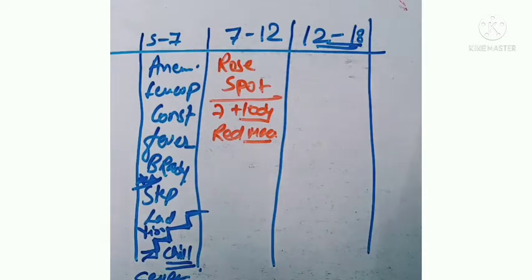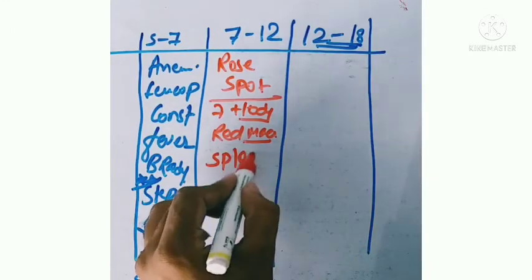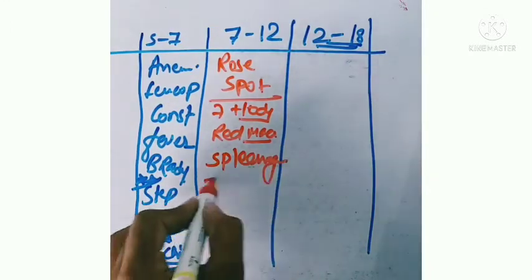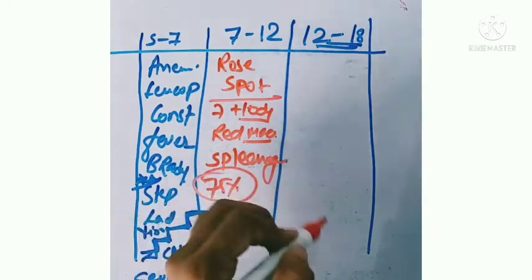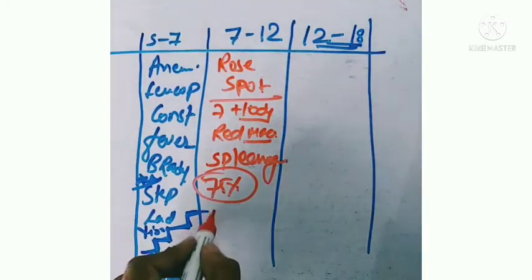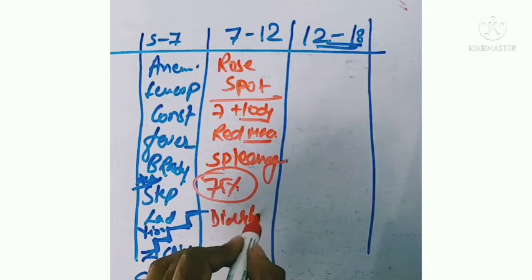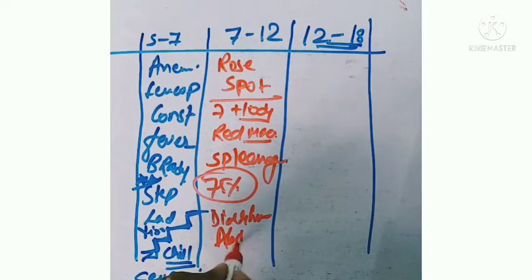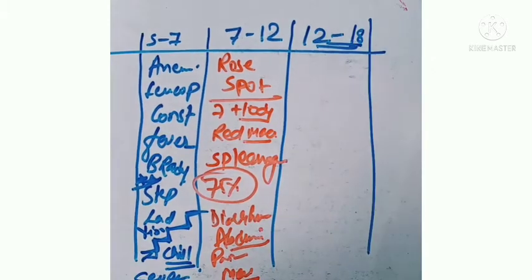Then there can be splenomegaly, which means the spleen will be palpable. On palpation you will find there is splenomegaly, and in 75% of cases the spleen will be palpable. Then there will be diarrhea, abdominal pain, and there will be meningism, that is stiffness of the neck.